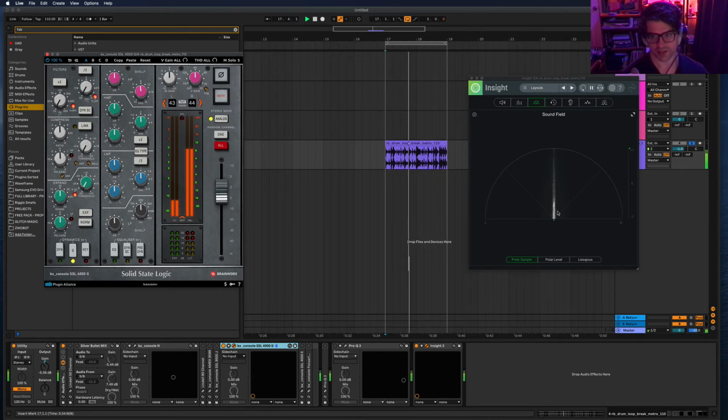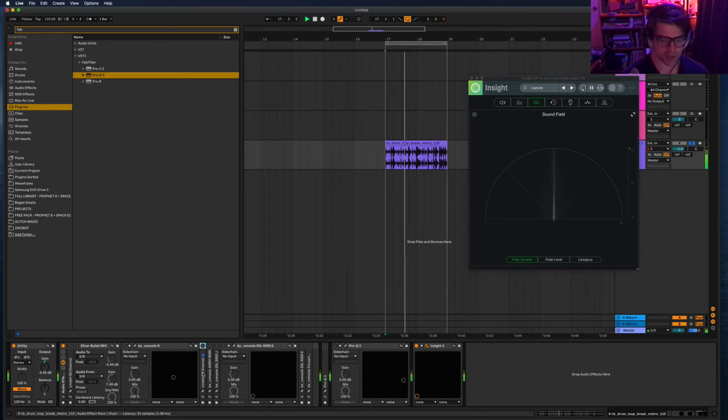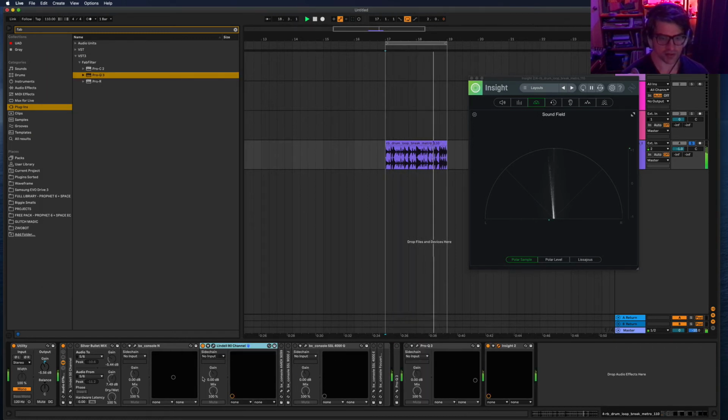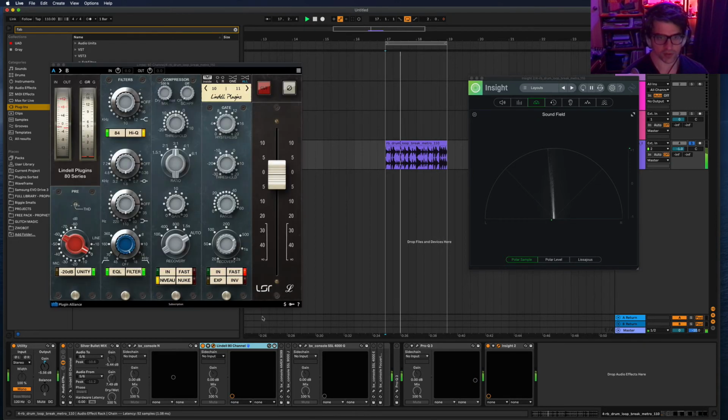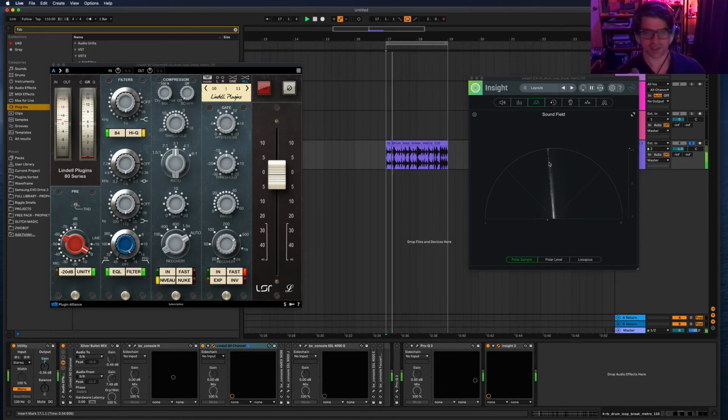Some of them, like this, are getting to be a little bit more of a thing. But this was probably the biggest, weirdest one, this Lindell, what is this, the 80 series? It's based on some Neve thing. Look at this. You see how it's tilted to the side? And then the direction is kind of changing a little bit. It's not perfectly consistent all the time.